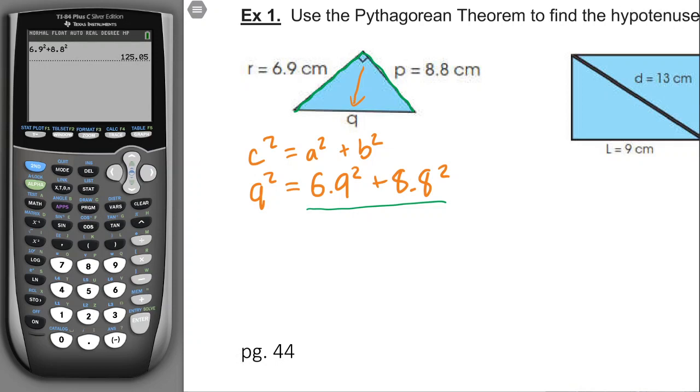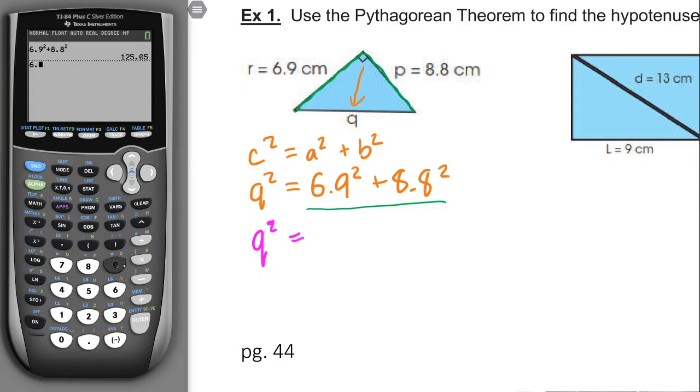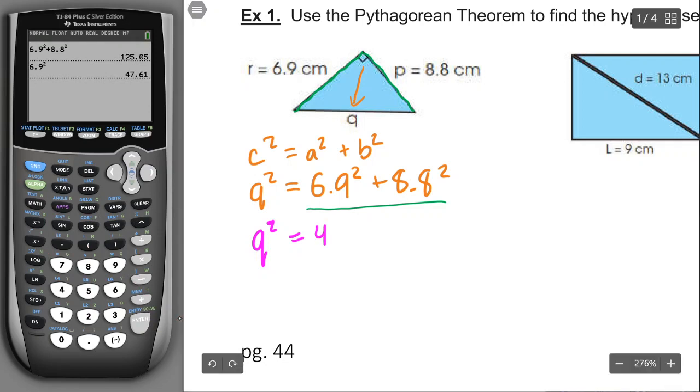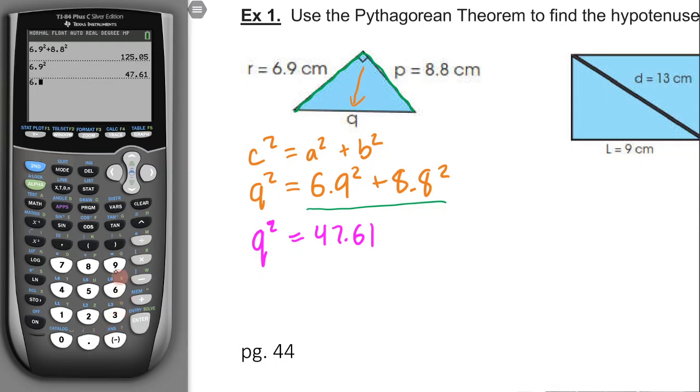So this pink step here is the optional step for those of you who don't have a calculator that gives you your 125.05 right off the bat. You're going to need to do it in a couple of steps. You'll do your 6.9 squared, which is 47.61. And if your calculator doesn't even have a squared button, you might need to do 6.9 and then your exponent button. On this calculator, it's this caret button here.